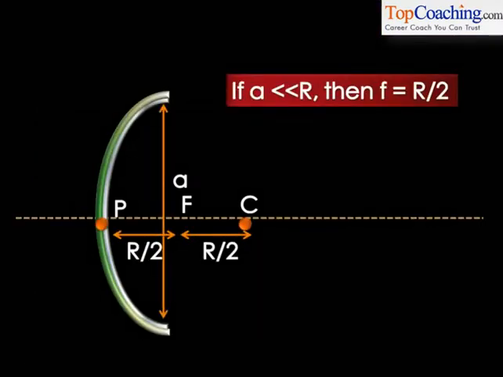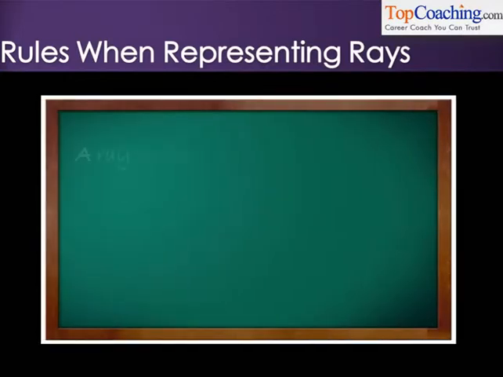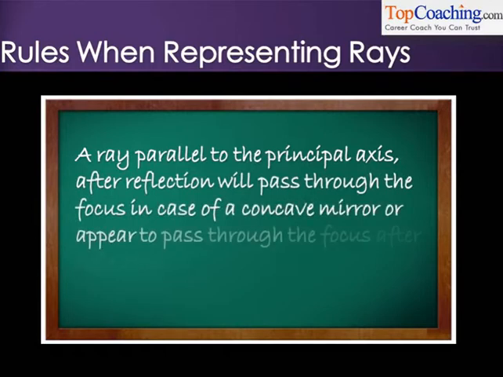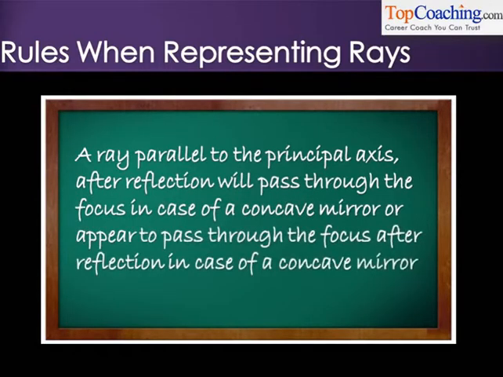So that was about the different terms associated with spherical mirrors. Let us now learn about image formation. To learn about image formation, we first need to know what happens to incident rays when they strike a concave mirror or a convex mirror. There are certain rules which rays follow when they strike a concave mirror or a convex mirror. Let us study those rules first. It has been found that a ray parallel to the principal axis after reflection will pass through the focus in case of a concave mirror or appear to pass through the focus in the case of a convex mirror.